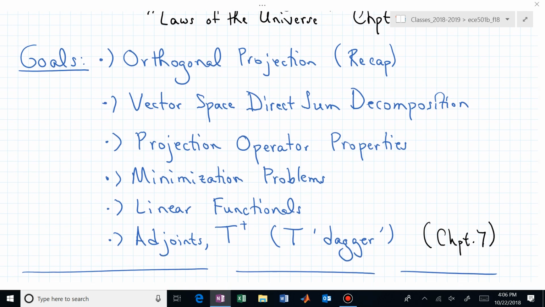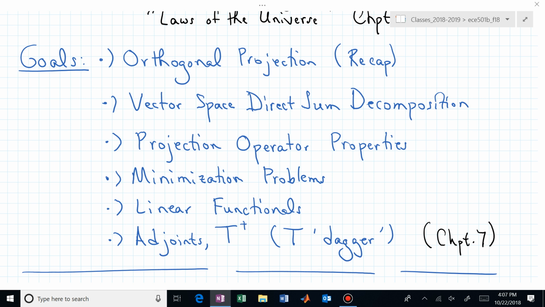Today what I want to do is recap orthogonal projection. If we haven't yet talked about it in class, the orthogonalization lecture is now available for you on D2L. We will then talk about vector space direct sum decomposition when we do this orthogonal projection. We'll talk about the properties of a projection operator, and that actually leads us to the ability to do minimization problems. And minimization problems typically are asked, or you might be expected to examine or apply or perform some kind of minimization problem, and now you have some tools to think about it from a linear algebra perspective.